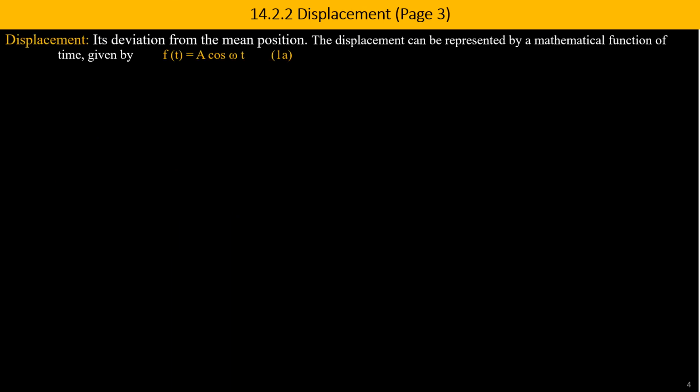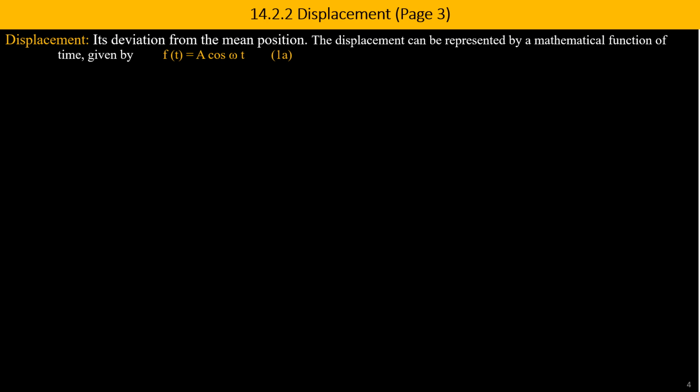Displacement. Displacement is the deviation from the mean position. The displacement can be represented by a mathematical function of time. In case of periodic motion, this function is periodic in time. One of the simplest periodic functions is given by the relation f of t is equal to A into cos omega t. Let it be equation 1a.